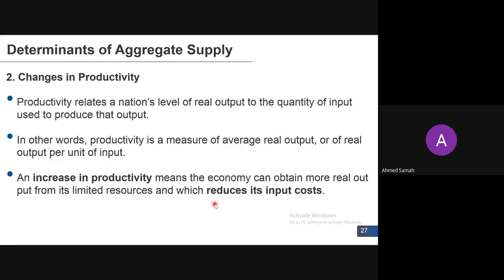So an increase in productivity means the economy can obtain more real output from its limited resources, which will reduce its input costs. For example, if the labor force is more productive, even with the same amount of labor, we will be able to produce more goods and services. So that means the per unit cost is now falling. Because of that, there will be a change in aggregate supply. There will be an increase in aggregate supply.